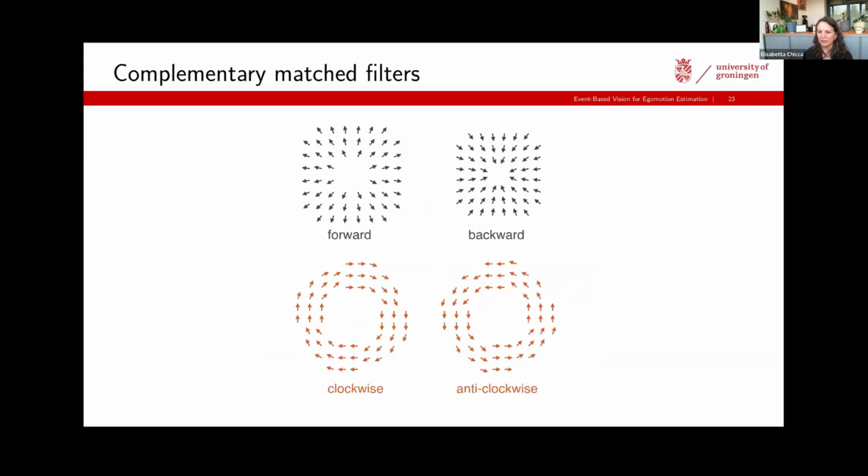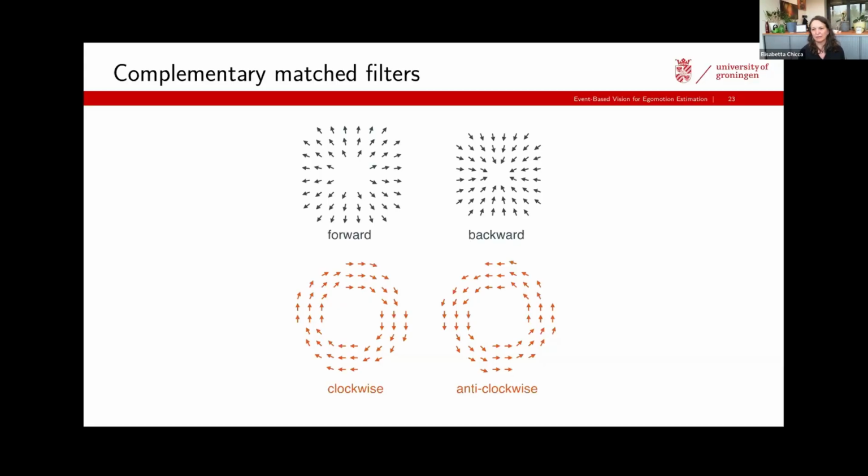We moved on with this concept, but again, you need two different things so that you can subtract them. So we have examples here of forward and backward motion, but of course also rotation, clockwise and anti-clockwise.